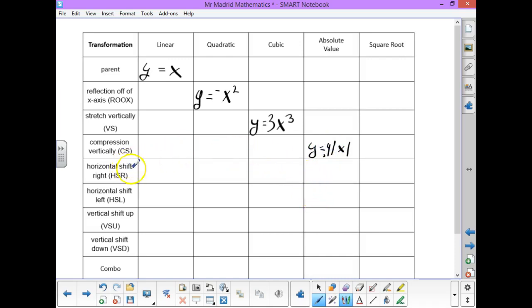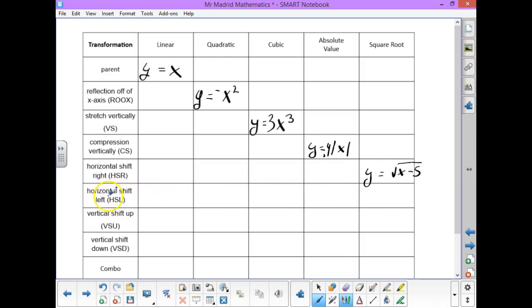Next, let's look at a square root. Here's the parent: y equals square root of x. I need a horizontal shift right, so it's going to be up in here, stretching out the radical. And again, this is counterintuitive. Right would be positive, but here it's actually negative. So I'll just put -5. It could be any number in here.